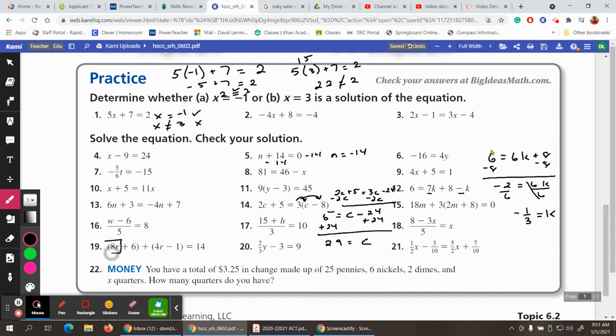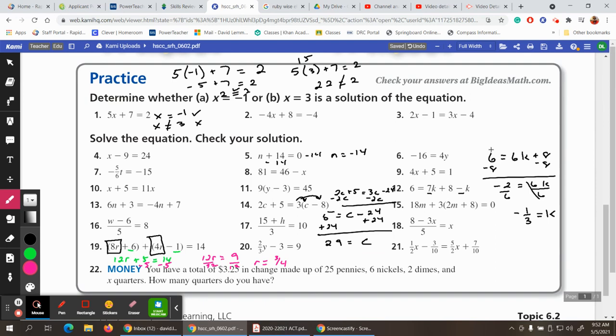All right, for something like 19, you just combine your like terms, right? This is a like term, this is a like term, this is a like term, that's a like term. So you end up having 12r plus 5 equals 14. And then you just solve it like the rest of it, okay? So you'll have 12r equals 14 minus 5, so that would be 9. Divide both sides by 12, and r equals 3 over 4.